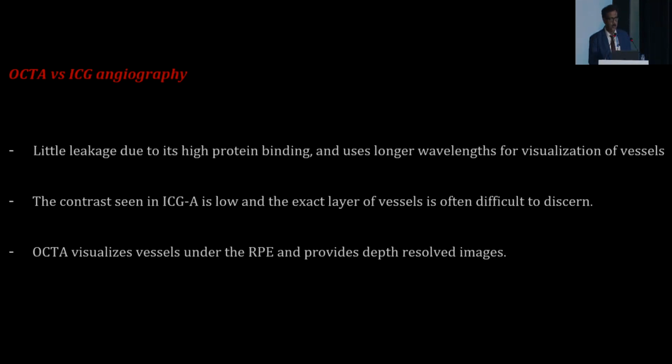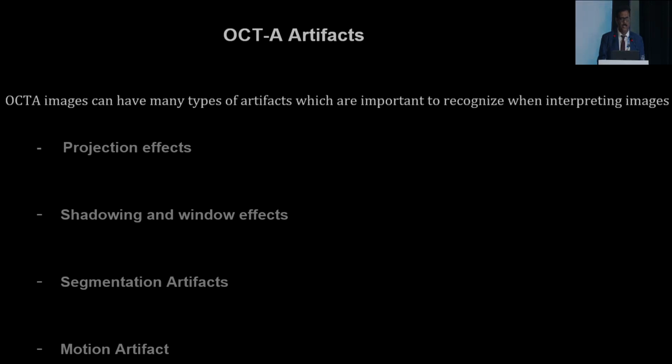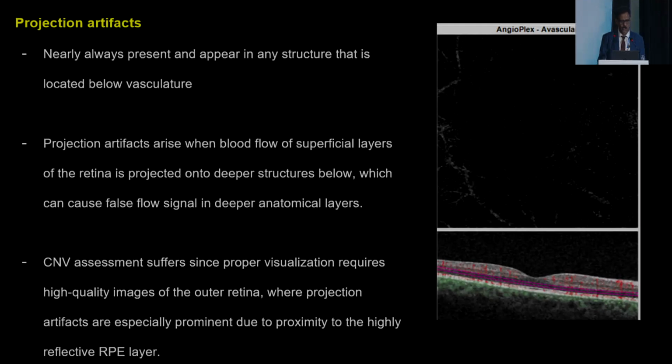So when you compare with ICG, in ICG angiography there is also little leakage due to high protein binding, but the contrast is very less. So you will get more high contrast images with OCT-A. But OCT-A is not devoid of artifacts. You can get multiple artifacts like projection artifact, shadowing or window defect, segmentation artifact, or motion artifact.